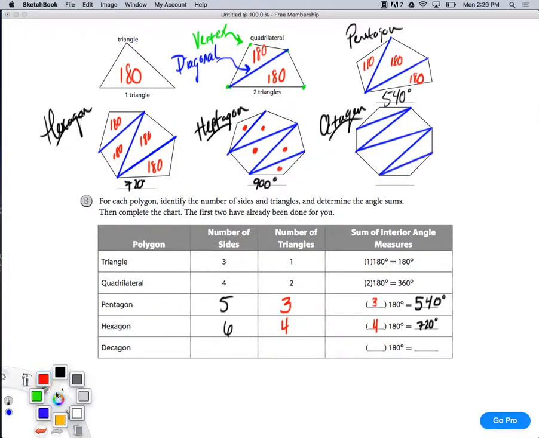For the record, there are more diagonals that I could draw, but I'm only drawing these specific diagonals to cut our shape into triangles. 1, 2, 3, 4, 5, 6. 6 triangles means 6 times 180 is how much? 1080. Good job. 1080 degrees inside of an octagon, the sum of interior angles.